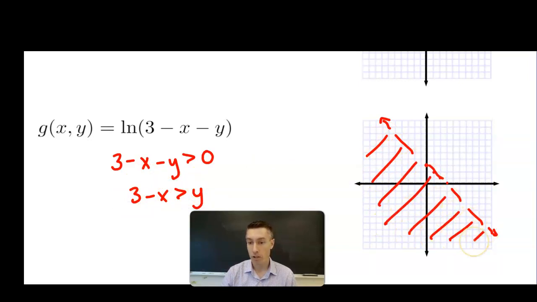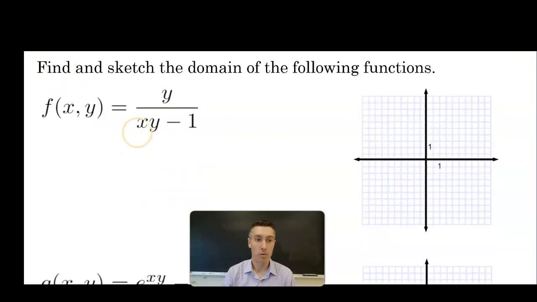If you're ever not sure where to shade, you could always use a test point, right? So we test the origin here. So plug 0 in, is 3 greater than 0? That would be a true statement. So we should shade on the side where the origin is located. All right, so there are the first 2 domain problems. Let's look at a few more.